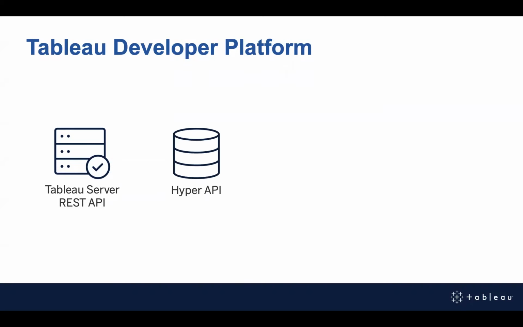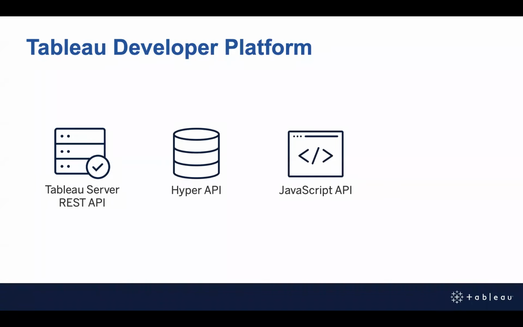Next one is our Hyper API. Our Hyper API allows us to create and update Tableau Hyper files. As many of you know, Hyper is our Tableau proprietary database technology that all of our extracts are built on. So what it really comes down to, the Hyper API allows you to build and update extracts.